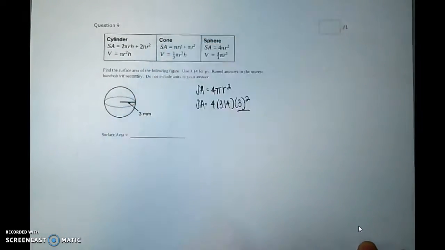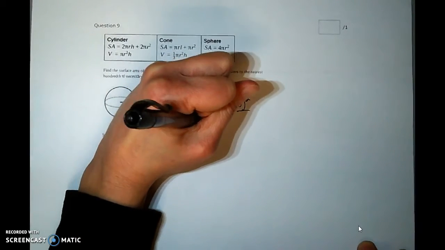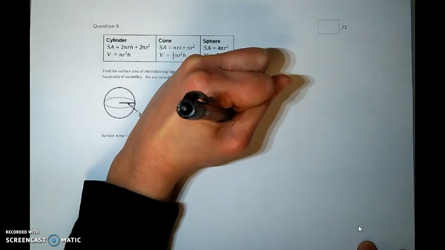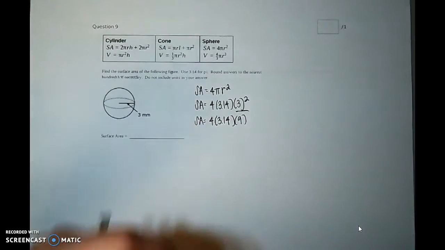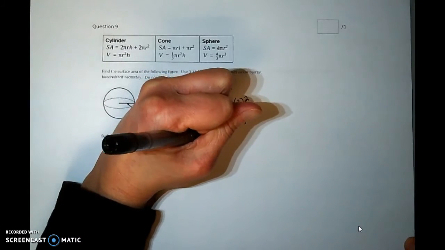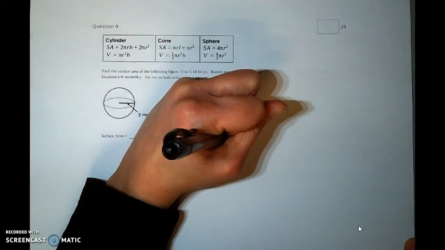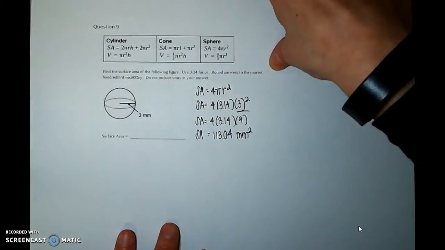Now just like the other examples, I start off with my exponent, so 3 squared gives me 9. And then I'm taking 4 times 3.14 times 9, and I can do that all at once, and that is going to give me 113.04. And since it's surface area, my units are going to be millimeters squared. So I get 113.04 millimeters squared.